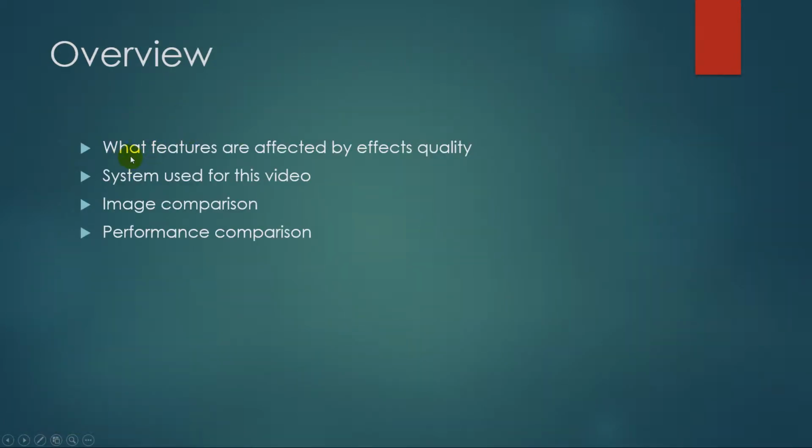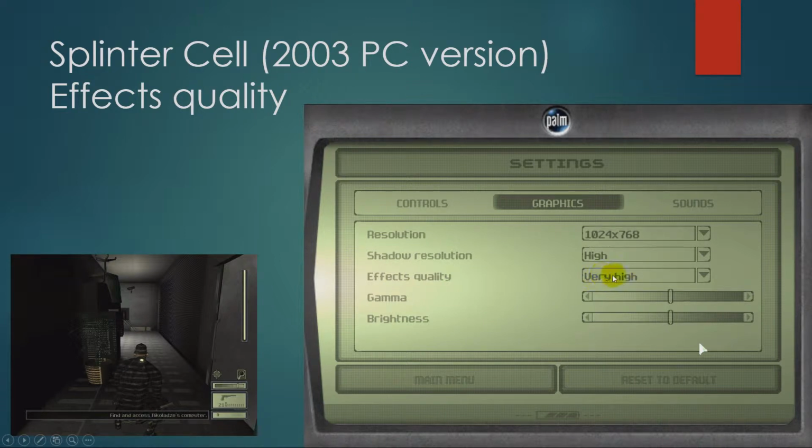First, we're going to have a look at what features are affected by this setting. I will talk about the system I used to create this video, the screenshots. Then we have a look at image comparison. I'm going to show you the details from low, medium, high to very high, and it's up to you whether or not you think it's okay to sacrifice the image quality, or if you want to keep all the detail. And then we have a look at performance comparison, because as you know, when you lower the effects quality, you expect a bit better performance in return.